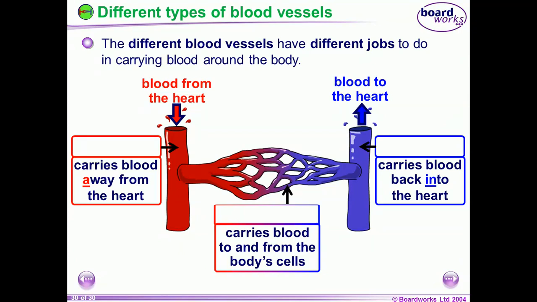So the blood vessel that carries blood away from the heart is known as the artery. So because it's away, it's the artery. Then we've got the blood vessels that are in the body cells, and these are known as capillaries. So that's where substances from the blood diffuse into the body cells, and then waste substances can diffuse back out into the blood vessels. It happens through the capillaries. And then the vessels that carry blood back into the heart are the veins. So if it's into the heart, it's vein. So that's one way of remembering it: artery, away from the heart, vein, into the heart.